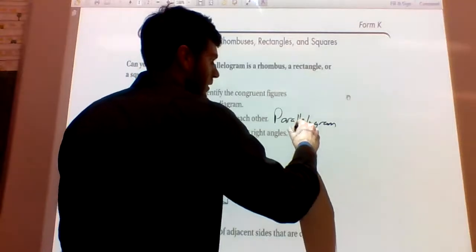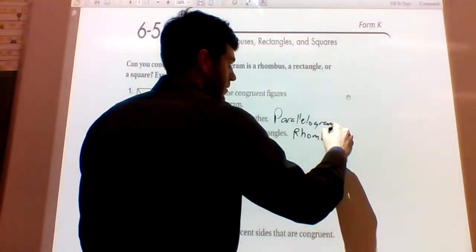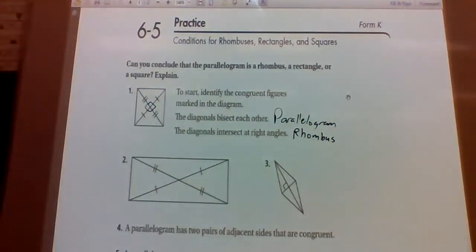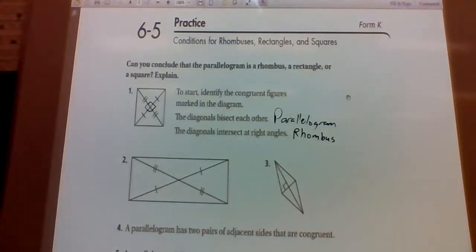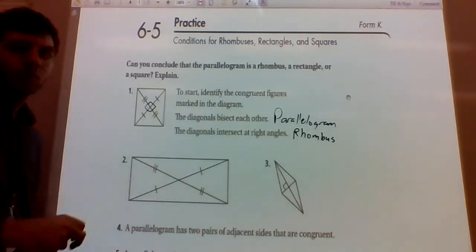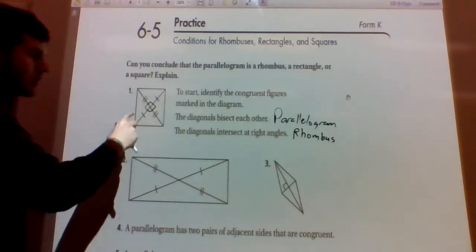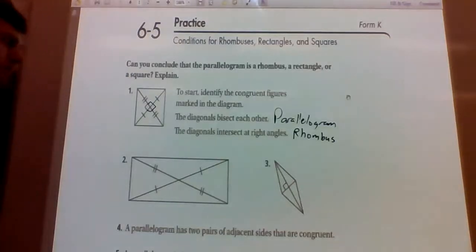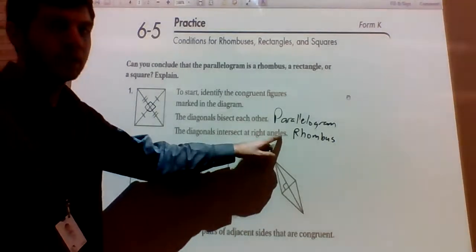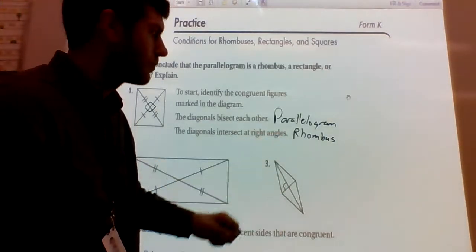What are the properties of a rhombus? The diagonals are perpendicular to each other. So again, on your reference sheet, it says diagonals are perpendicular. Perpendicular means that they form right angles. So if we have a right angle, we know the diagonals are perpendicular. If we have perpendicular diagonals, we know we have a rhombus. So this figure is going to be a rhombus. It's also a parallelogram, but more specifically, the best name for it is a rhombus.